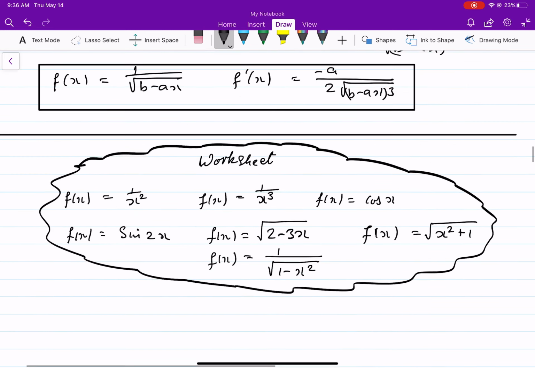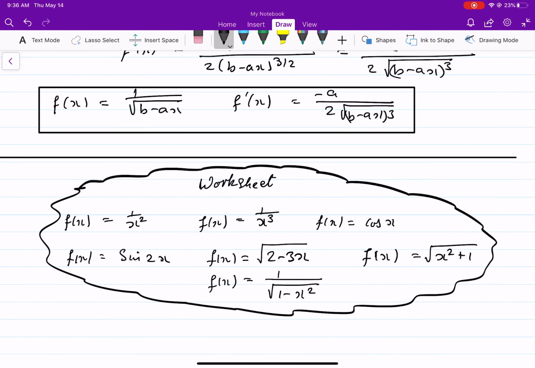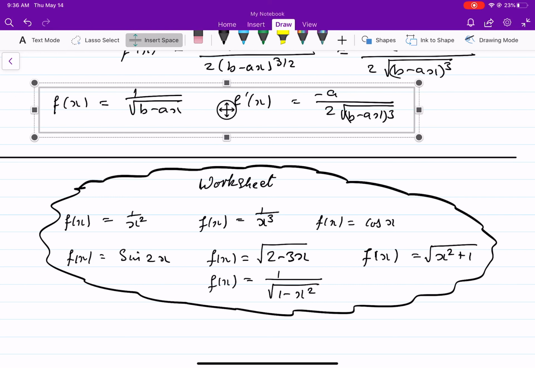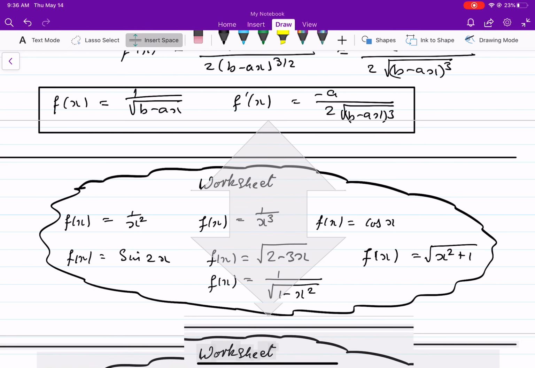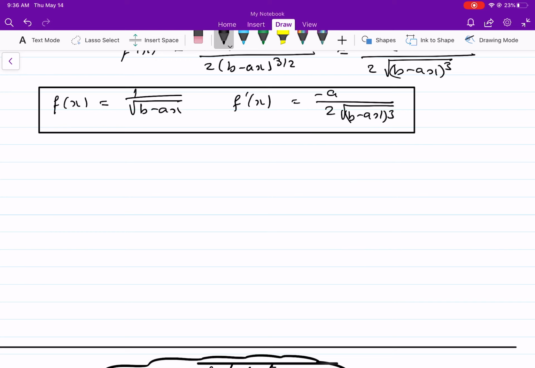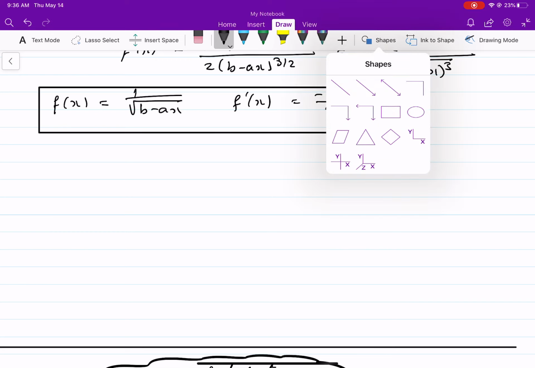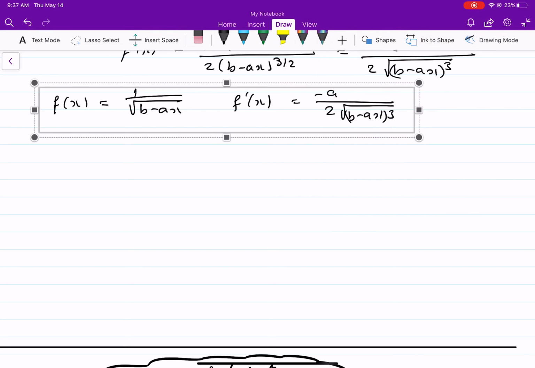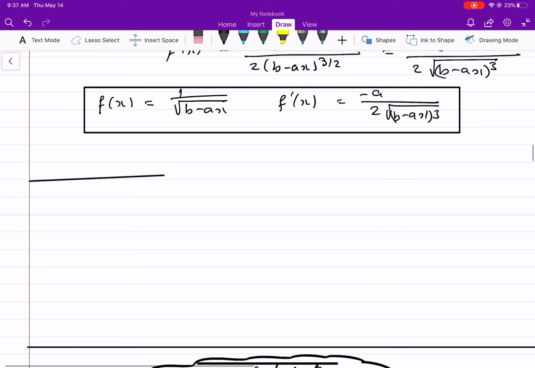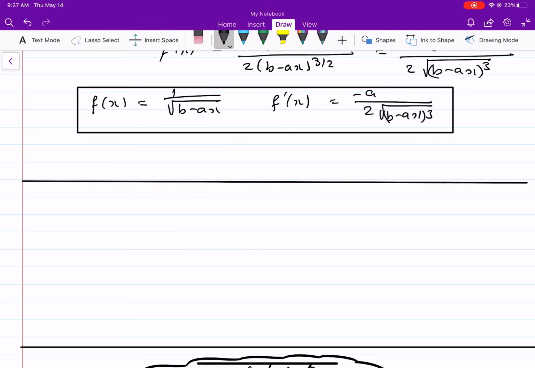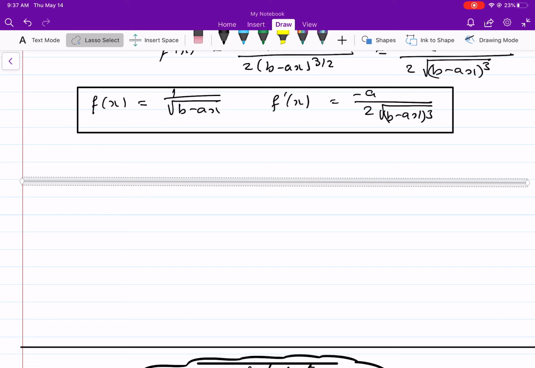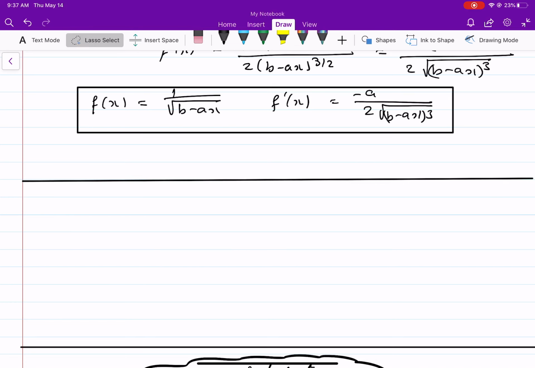Everybody knows when you differentiate sine x, you get cos x. Oh, these people are bright. Okay, so let's see how first principles gets us there.